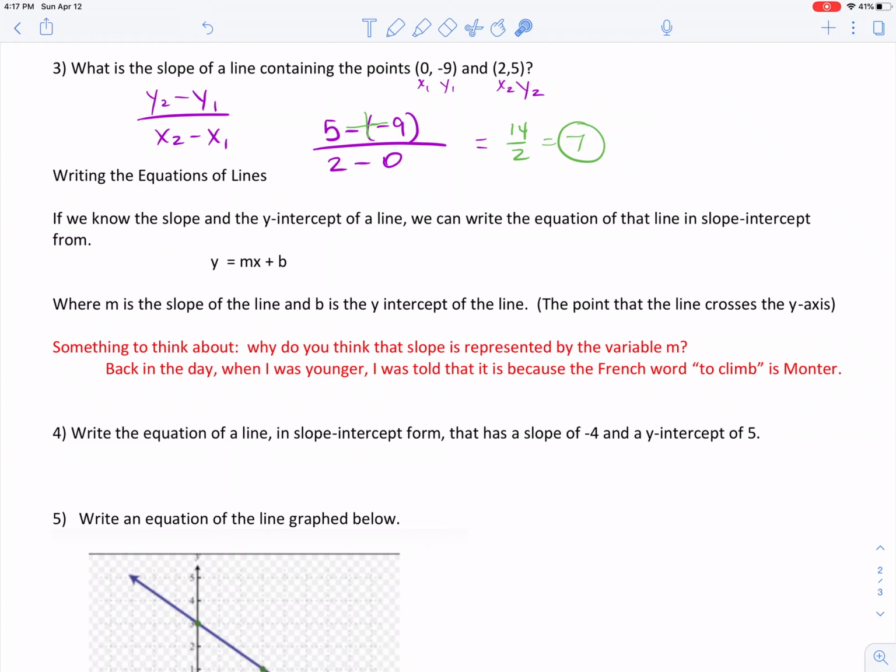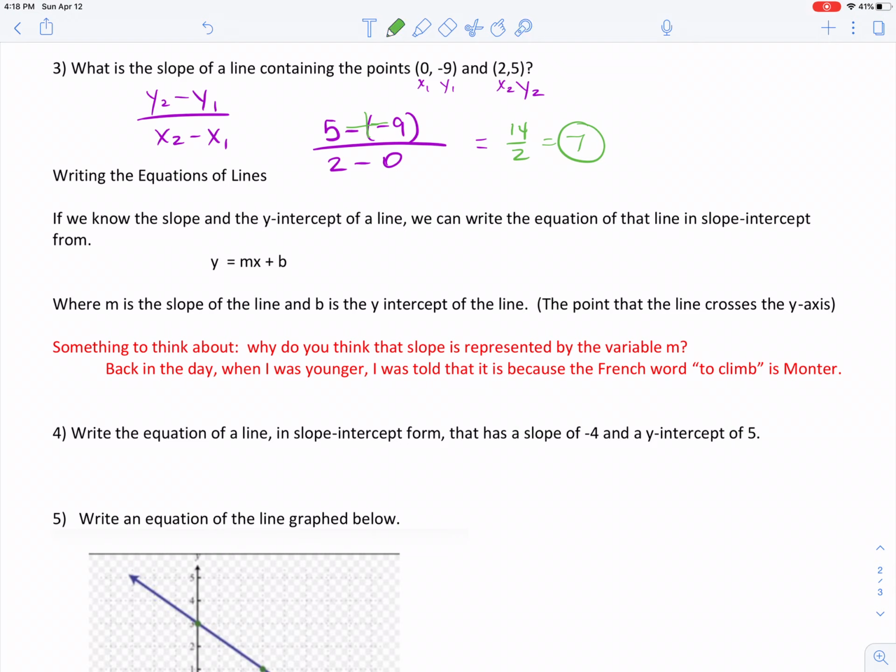If it doesn't divide, I just keep it a fraction. So a positive over a positive is positive. If it were a negative over a negative, I would also make it positive. If you did it the reverse and used the other point first, you would have negative 14 divided by negative 2 and still get the same answer.